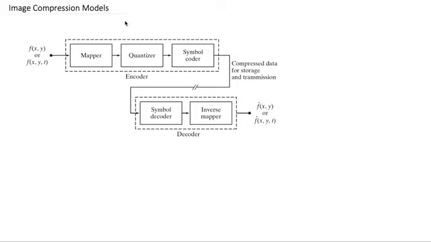Hello everyone. This video is to give an idea about image compression models. An image compression model explains different steps involved when an image is compressed or when an image is decompressed. Image compression is done with the help of a software program called an encoder, and the decompression process is done with the help of a program called a decoder.